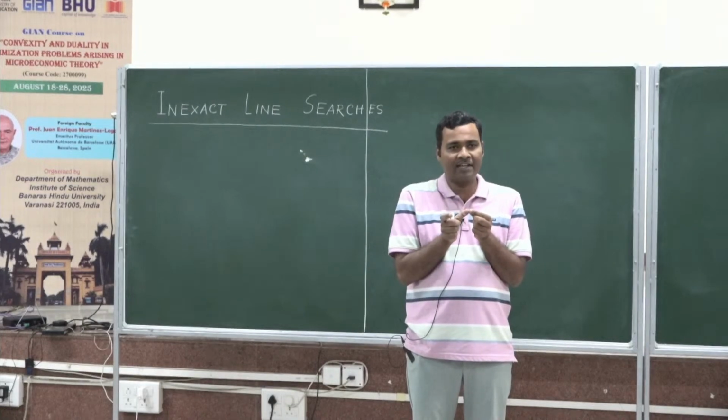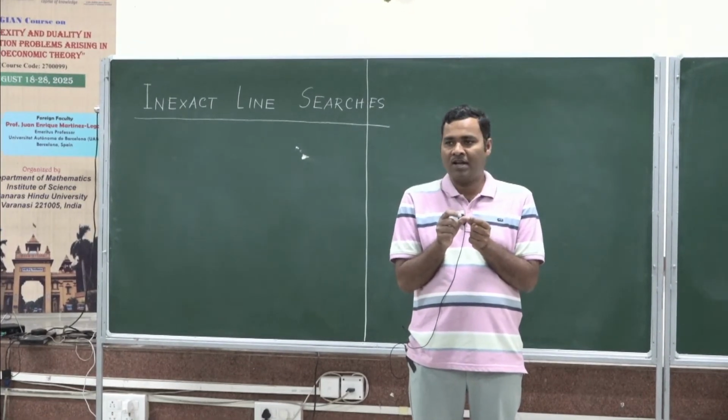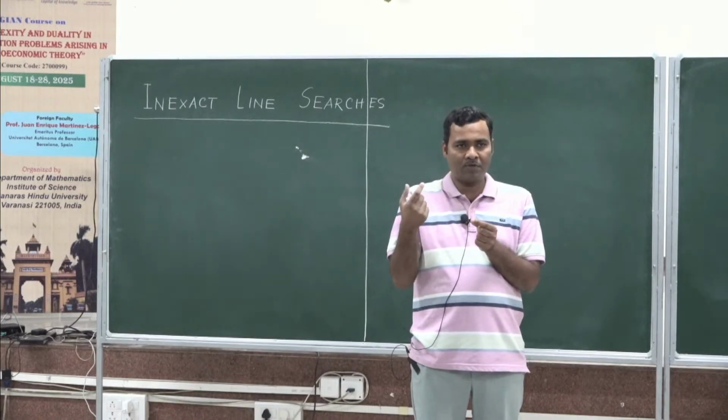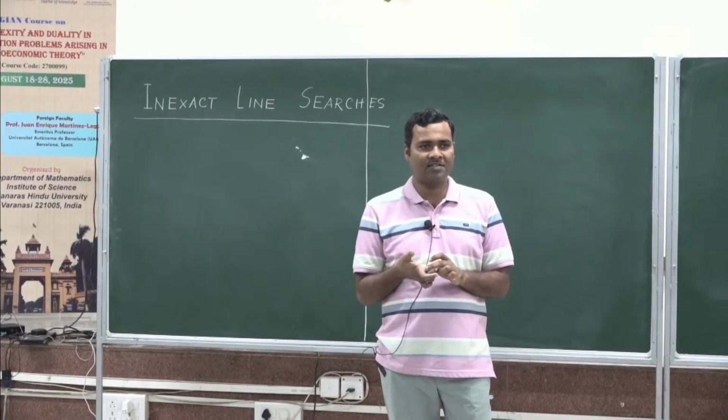Take a step length, and while choosing this step length, we can go for figuring out that particular alpha for which the minimum most value of the function along this direction occurs. Then that alpha is called exact line search.